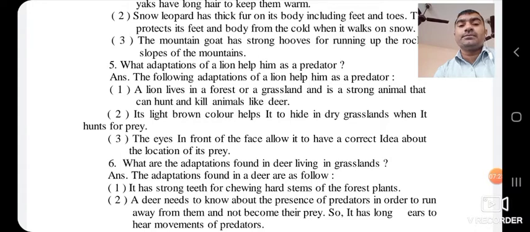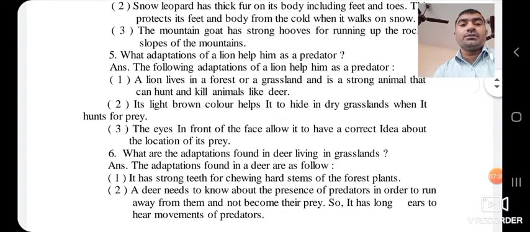The next question is, what are the adaptations found in deer living in grassland? See, we have seen that deer live in a grassland. So what are the features that help it to live in grasslands? The adaptations found in deer are as follows.